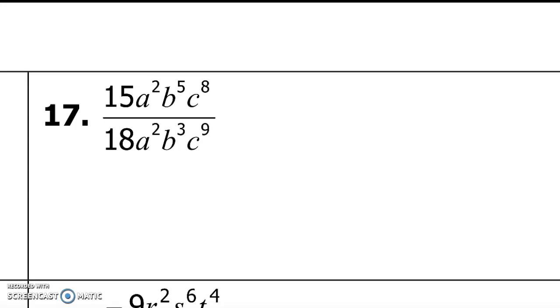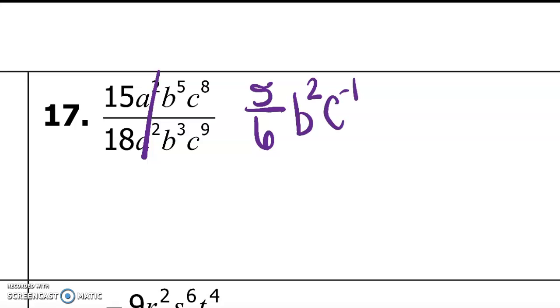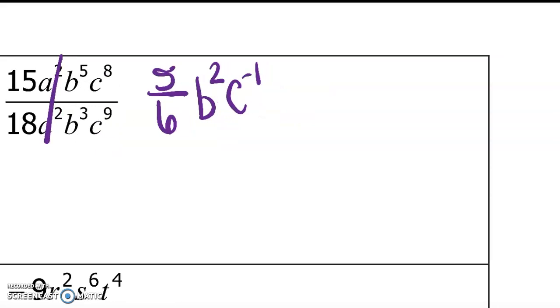For 17, 15 over 18 simplifies to 5 over 6. Your A's cancel out. Again, you would get A to the 0, so those just cancel out. B to the second, C to the negative first. So your final answer is just one big fraction. Your 5 and your B squared are on the top. Your 6 and your C to the first, so just 6C, are on the bottom.